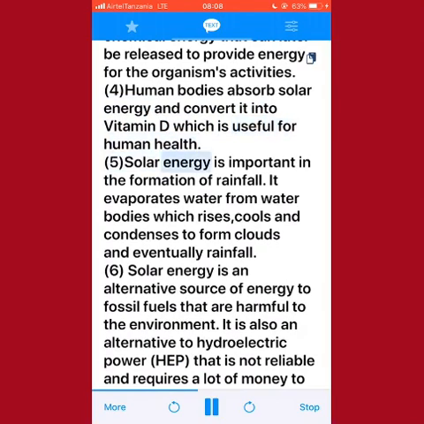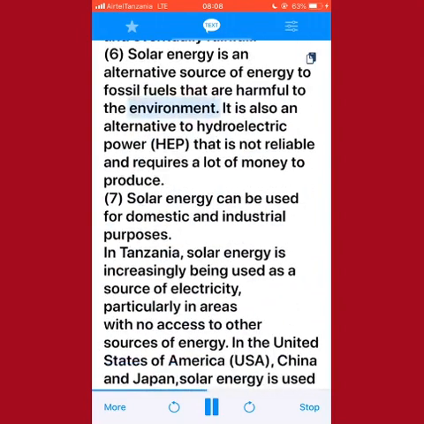5. Solar energy is important in the formation of rainfall. It evaporates water from water bodies which rises, cools and condenses to form clouds, and eventually rainfall. 6. Solar energy is an alternative source of energy to fossil fuels that are harmful to the environment. It is also an alternative to hydroelectric power, HEP, that is not reliable and requires a lot of money to produce. 7. Solar energy can be used for domestic and industrial purposes.